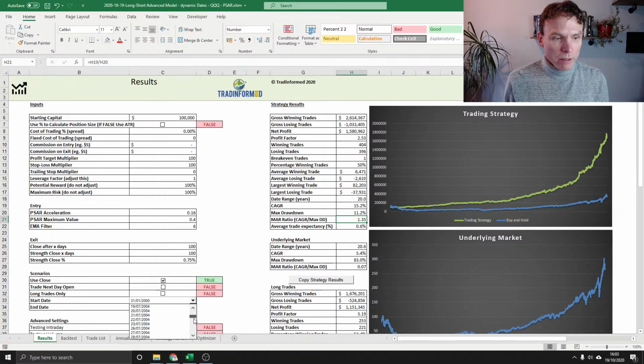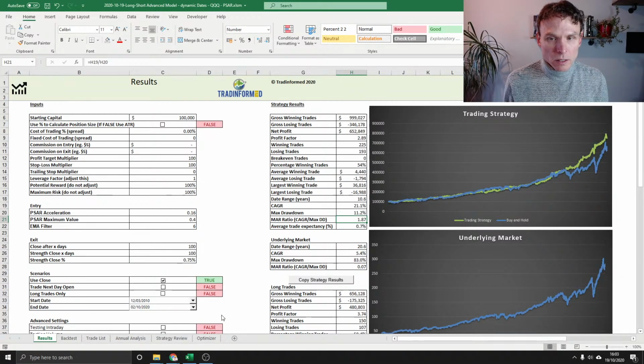We can focus on a period, so we might say, well, why are we testing 20 years? Well, let's look at the last 10 years. And we can see that we're actually hugging the index very surprisingly closely. End results not a lot different over that time period. However, MAR ratio very, very good because we've not had the drawdown. The drawdown's been very limited.